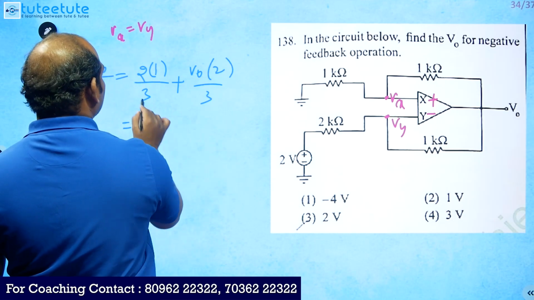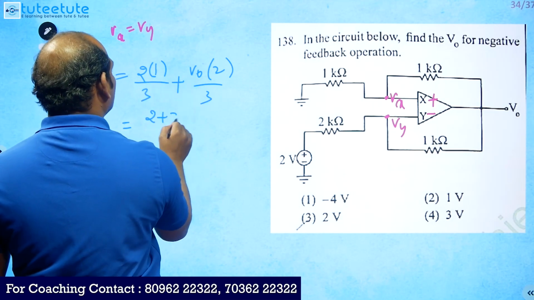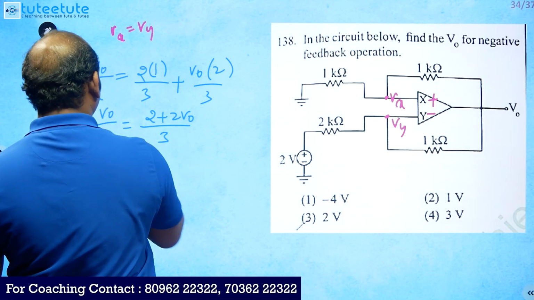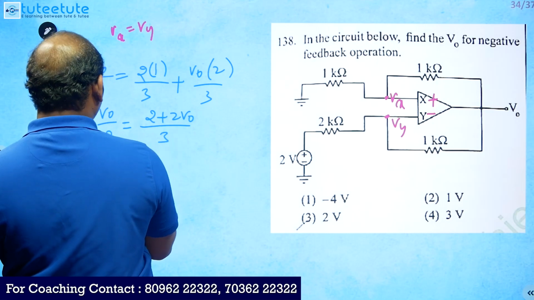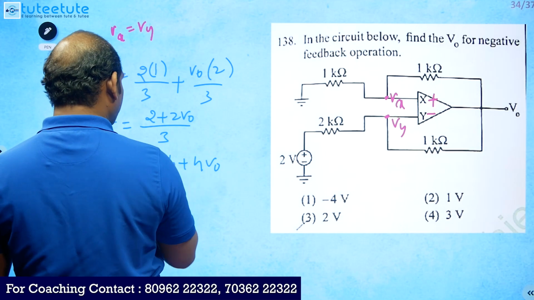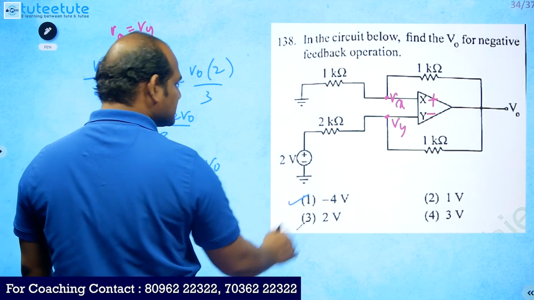So it is equal to, 3 is the LCM, and here we got 2 plus 2 V0 by 3, and here V0 by 2. So we can do this cross multiplication. 3 V0 is equal to 4 plus 4 V0. We can send this one to this side. So V0 is equal to minus 4. So option 1 is the correct option.